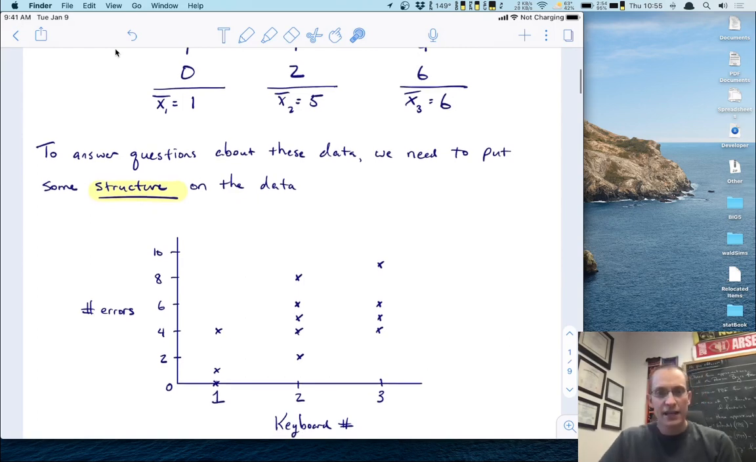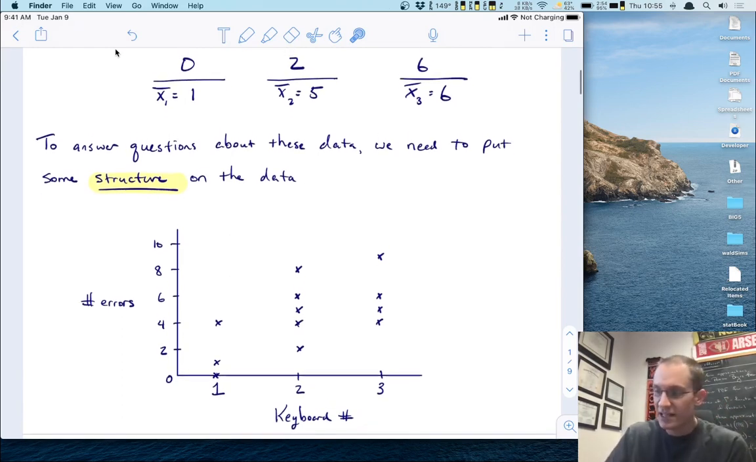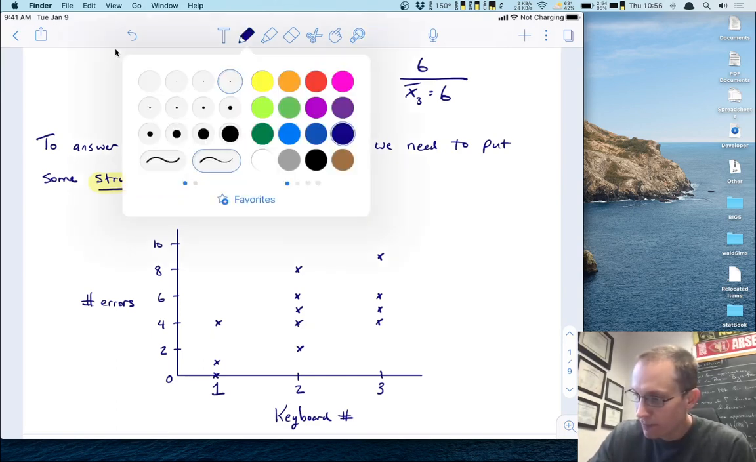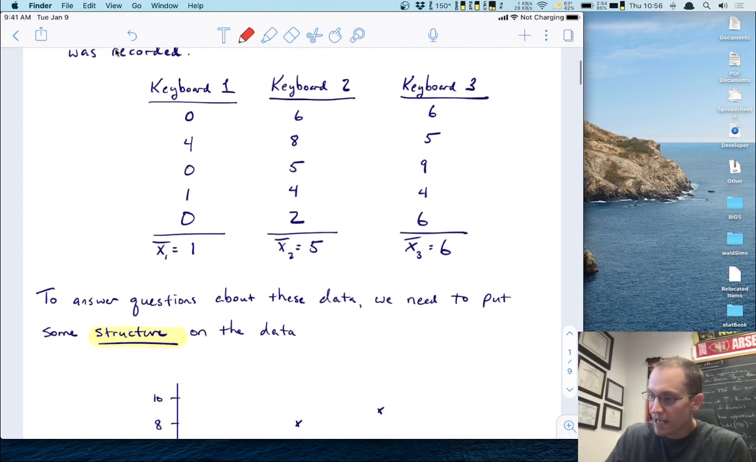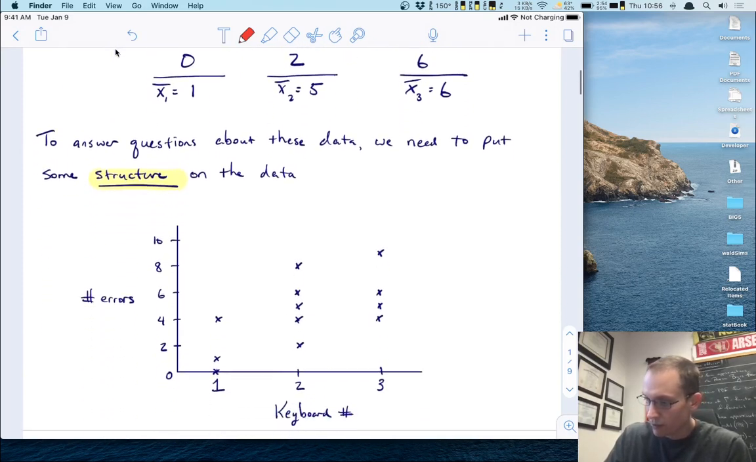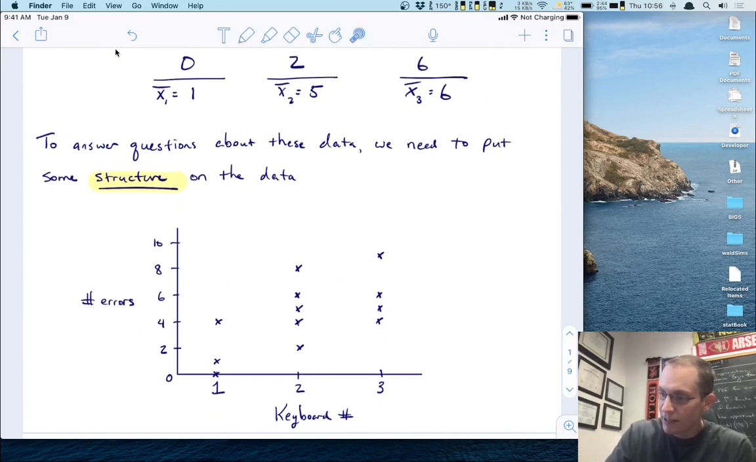Now, that seems to get a little bit more structure, but I will claim that the most often used structure that we place on these data is we simply look at how the means compare. So let me draw what I mean by this. I'm going to get a red pen. So look up here, we can see the mean of keyboard 1, the mean number of errors was 1.